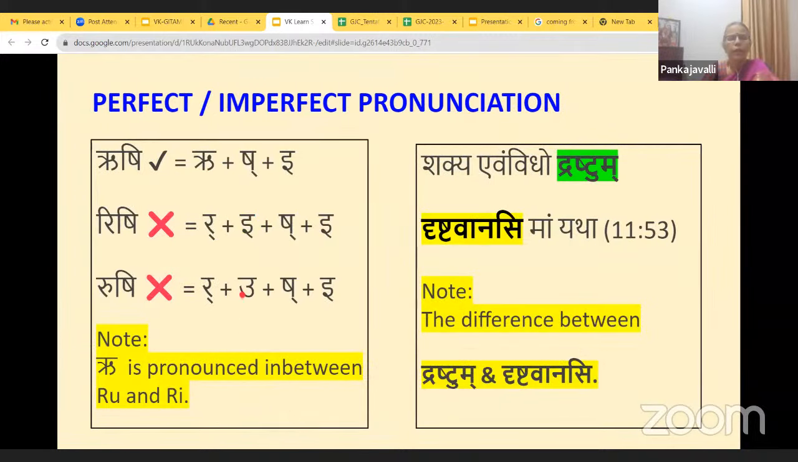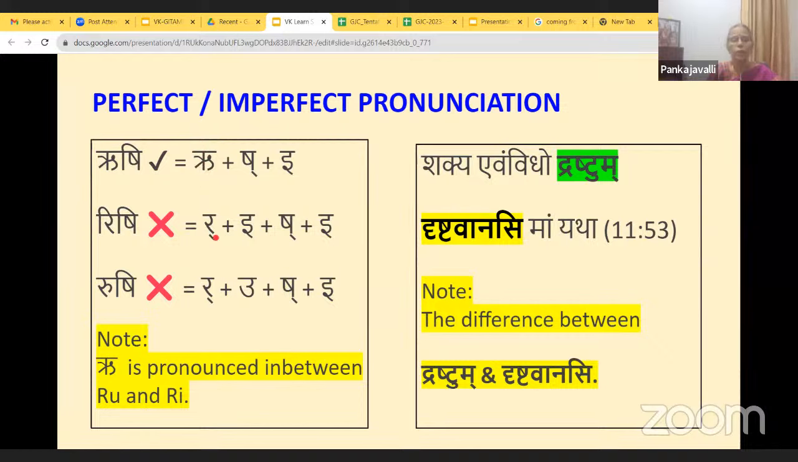So perfect and imperfect. This is what is more important for learning Gita, because see, this is called Rishi. Rikaraha, Shakaraha, Ikaraha. But this is the correct pronunciation. It cannot be said as Rishi, because Rishi is Rakaraha, Repaha, Ikaraha, Shakaraha, Ikaraha. Rishi. And it is called Rushi also. Repaha Ukara. So this is the vowel Swarakshara. Only R. There is no extra letter.